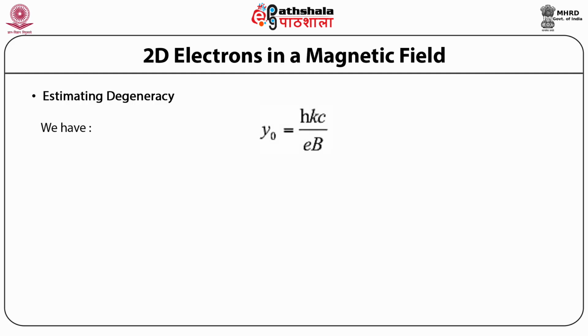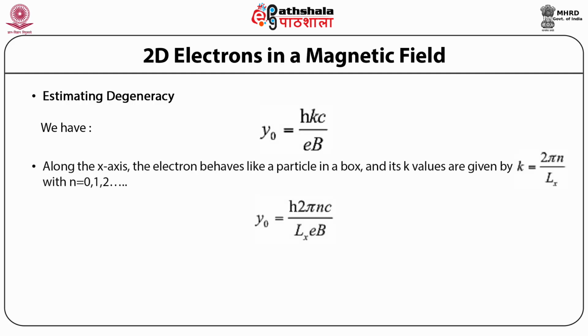So we have y naught is equal to h cross kc divided by Eb. Now, along the x-axis, the electron behaves like a particle in a box, and its k values are given by k equal to 2 pi n divided by Lx, with n equal to 0, 1, 2 and so on. And here remember, this Lx that you see is basically the dimension along the x direction. So substituting the value of k into the expression for y naught, we get y naught is equal to h cross 2 pi nc divided by Lx Eb.